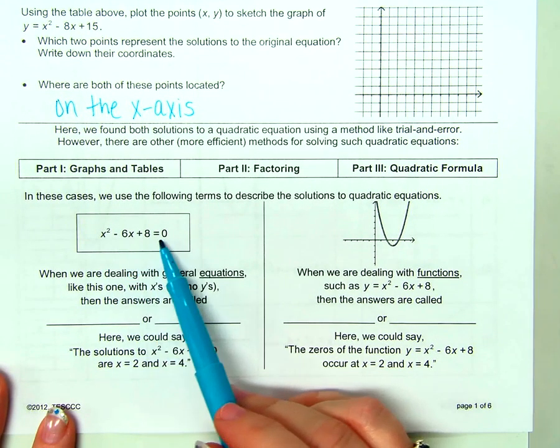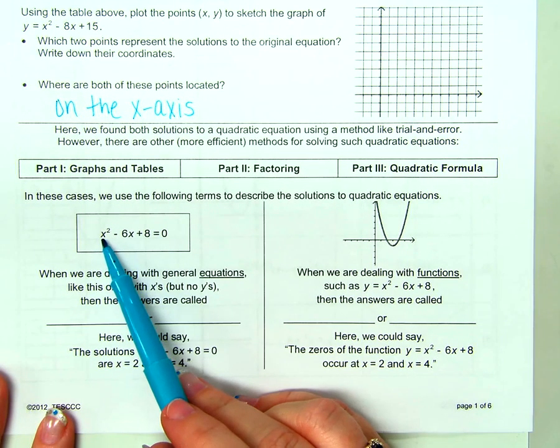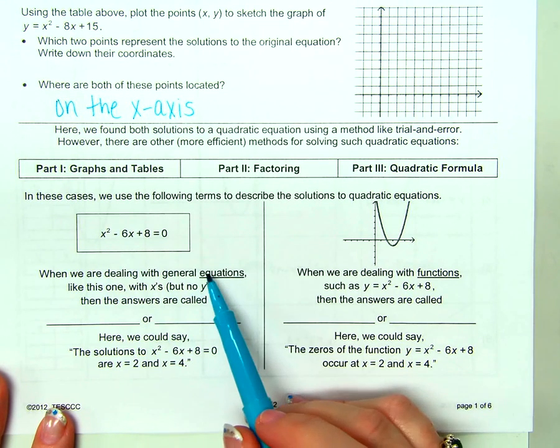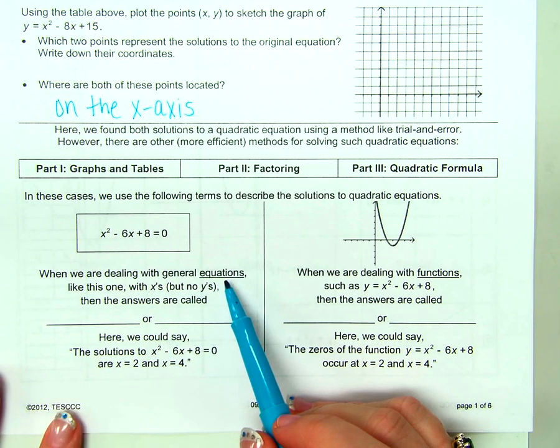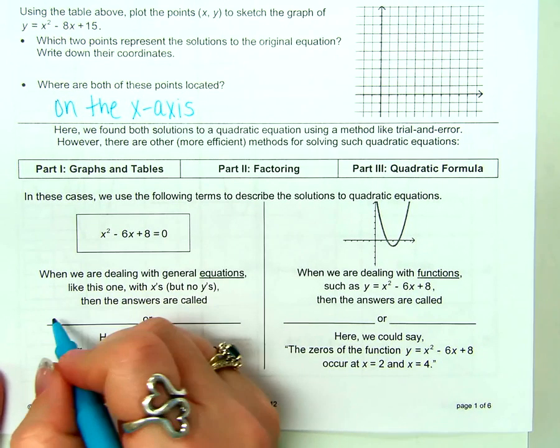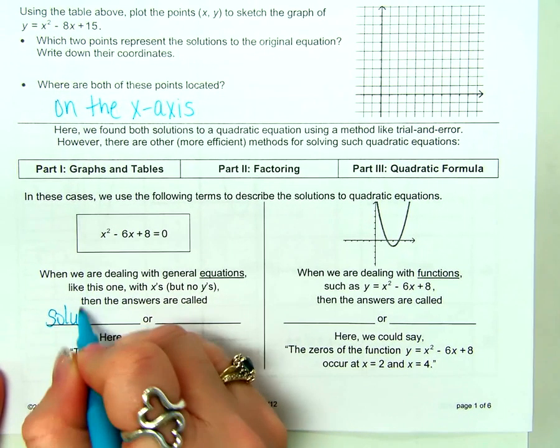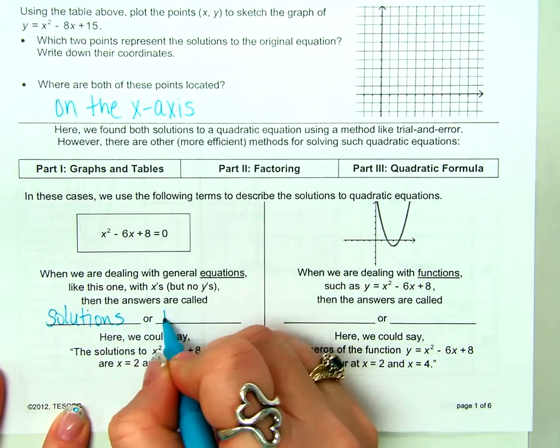If you have an equation that looks like this, where there's only one variable, it's x, it's an equation, not just an expression. Okay? These answers are called solutions or roots.